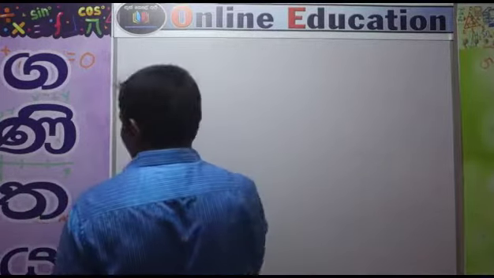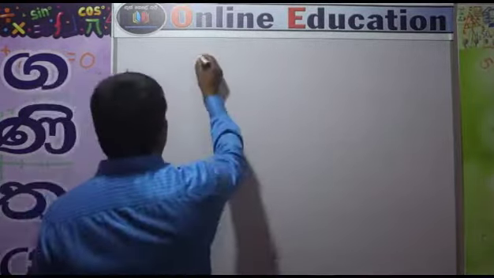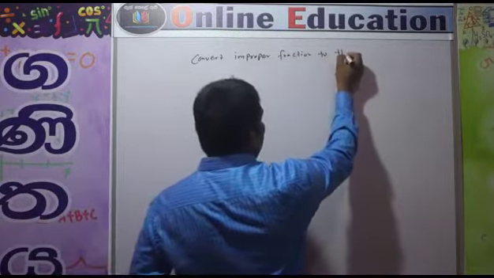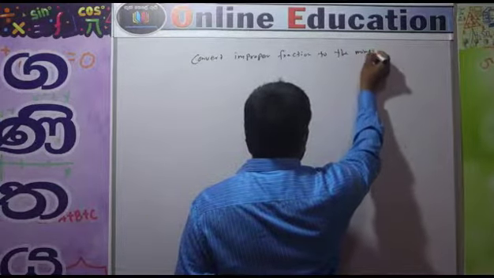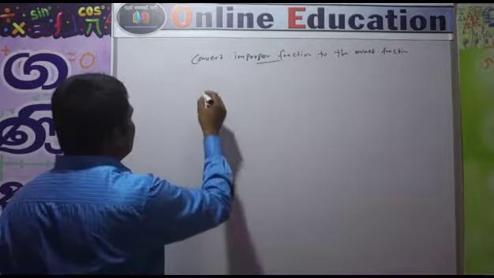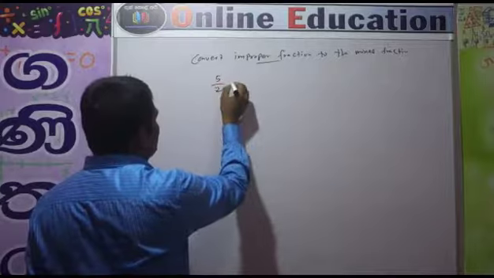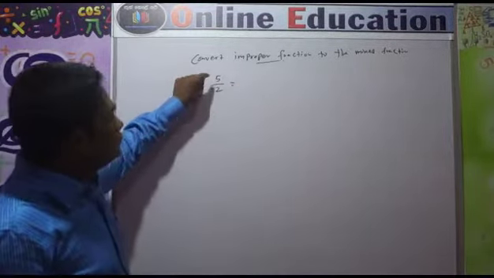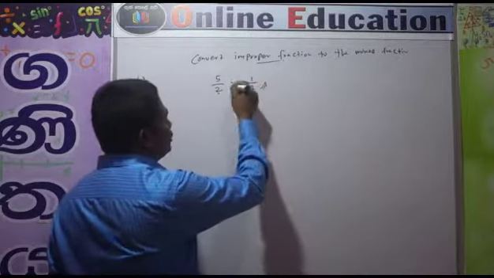improper fractions to the mixed fraction. This is an improper fraction, 5 over 2. Very easy to convert this. How many 2's for 5? If you divide 5 by 2, what is the answer? 2. What is the balance? The remainder. Remainder is 1. Always the denominator will be the 2.